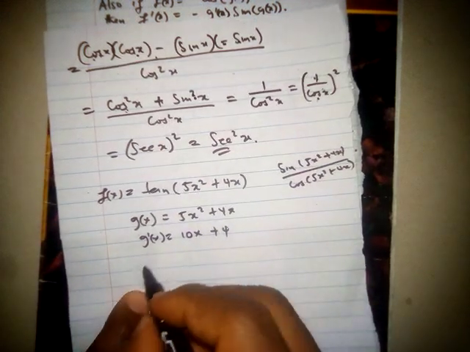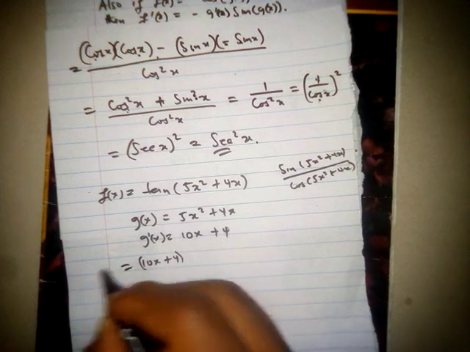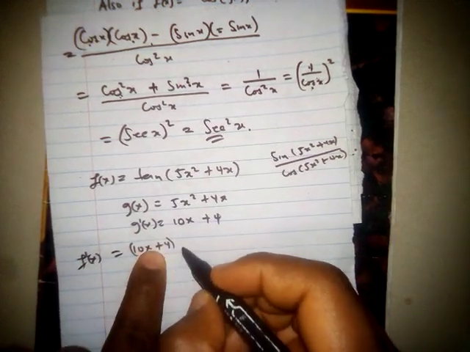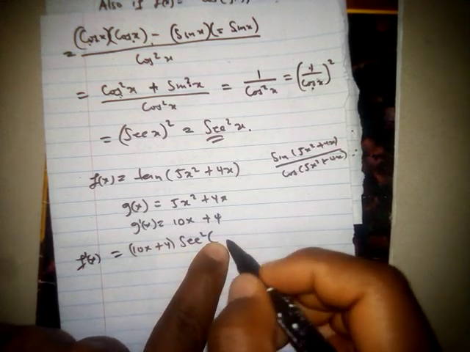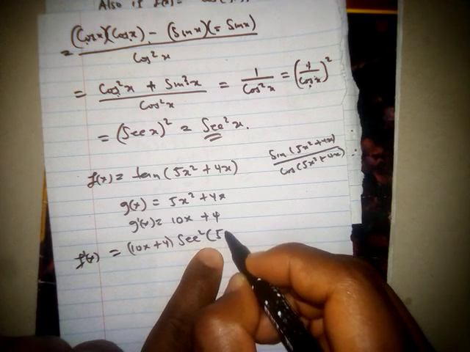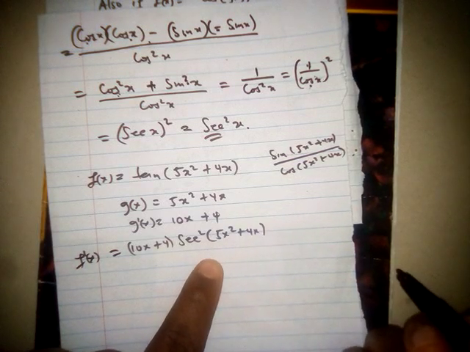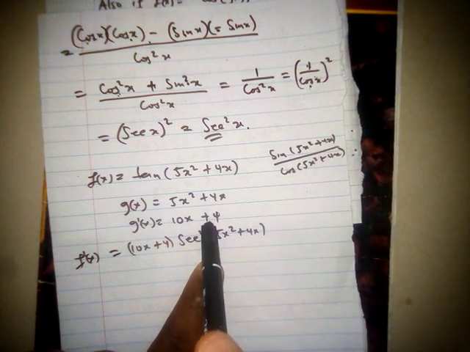So applying that rule, my f prime of x will be 10x plus 4 times sec square. Now what is my g of x? My g of x is 5x squared plus 4x. Very simple. That's your answer. You can actually use quotient rule and see if this will give you this.